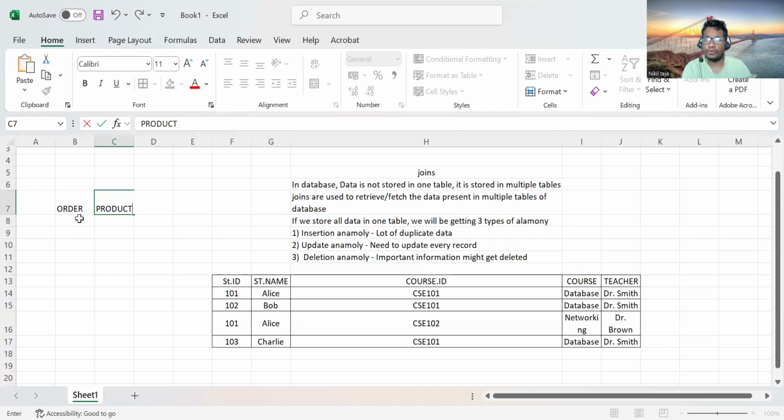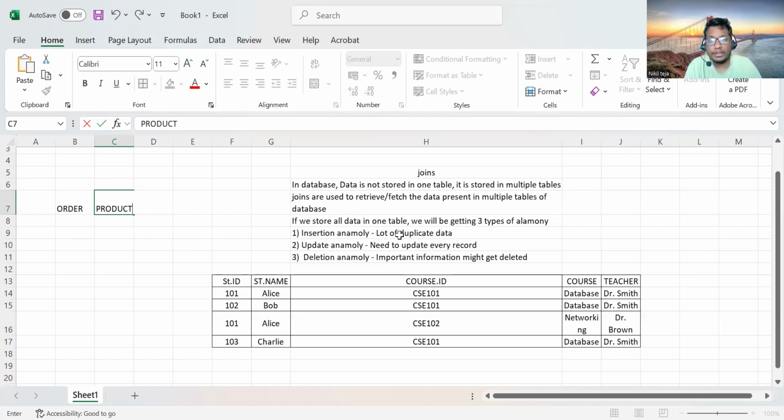So with the help of joins, we can fetch the data of the product category or product name. We just have to know the order ID. There should be one common column between the order table and the product table, so that we can fetch the data easily. So we can fetch the data from multiple tables with the help of joins, and joins are used for that purpose.